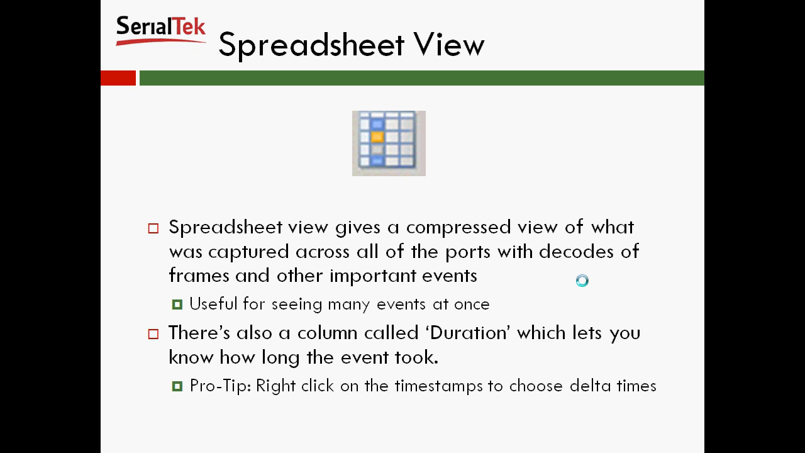from SOF to EOF. As a quick pro tip, in the spreadsheet view, if you right click on the timestamps in the timestamp column, you can choose to change the timestamp values to delta, or change it from the actual, to zero it out at wherever you clicked it, so you can look at relative time.